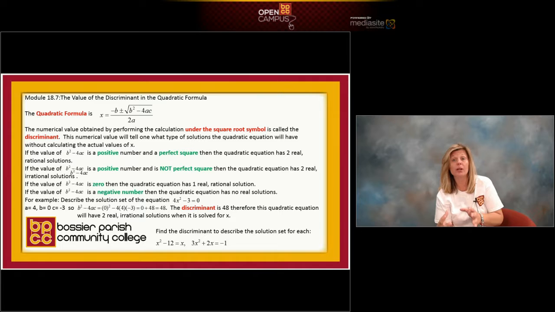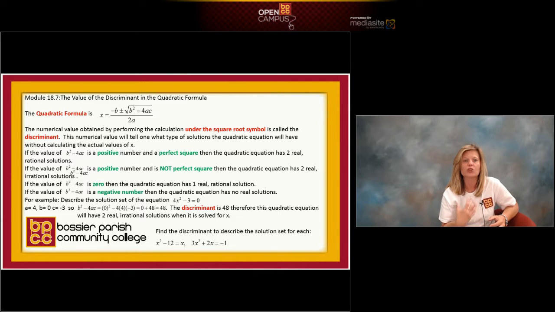Because remember, we're doing the operation square root. And we know there are certain numbers we can square root, perfect squares. There are certain numbers that we cannot square root at all, negative numbers. And we know there's certain numbers that when we square root them, we still have a radical sign, like a number that's not a perfect square. What's underneath that square root has a special name. We call the number we get under there the discriminant. So say that word with me, discriminant.